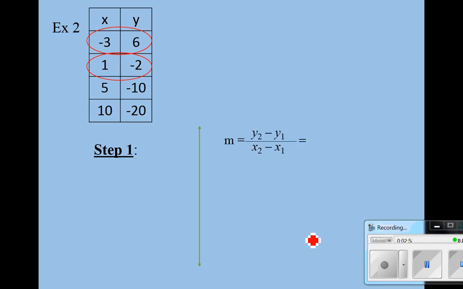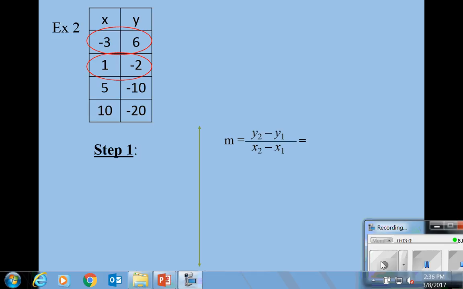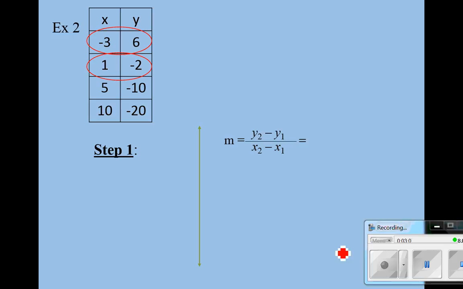So we're going to start by writing the formula. Substitute the numbers in and get the m. When I substitute in, I get negative 8 over 4. If you simplify the top and the bottom by 4, negative 8 divided by 4 is negative 2. 4 divided by 4 is 1. So m equals negative 2.